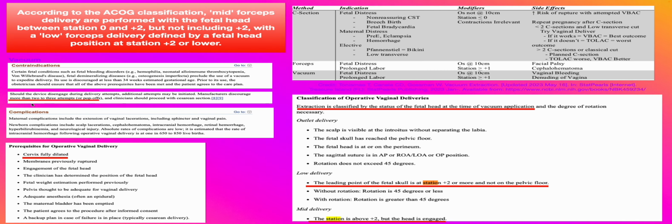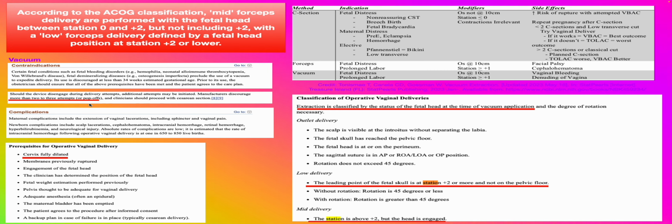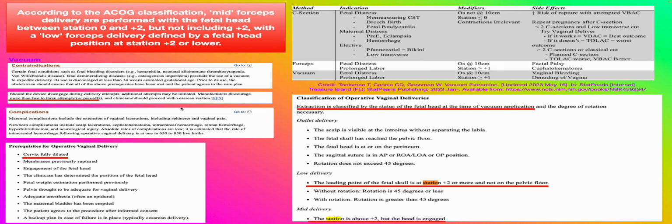So one other point: when you have more than 2 or 3 pop-offs or attempts, meaning the vacuum had been applied to the fetus's scalp, and then in the process of attempting to pull the fetus through the birth canal, it actually popped off. That is sort of the threshold for proceeding with cesarean section and giving up on the vacuum assisted delivery.